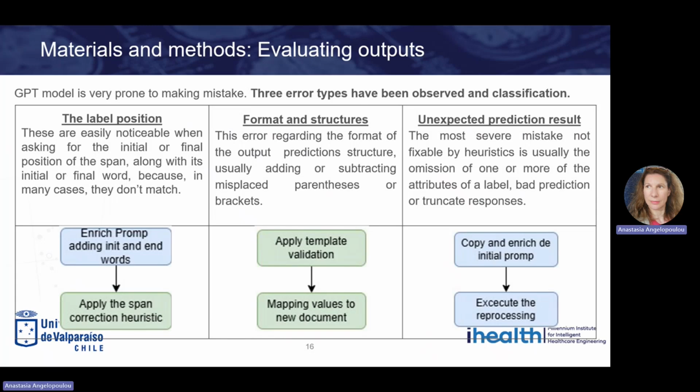The prediction results error is the most severe mistake because we cannot use a heuristic in this case. So in this case, we build a prompt and reprocess the output joined with the input. And then we tell the model, here's the input, here's the output, there is some error, please repair or re-estimate the label, because this happens when the LLM cannot predict the label and the sentence.